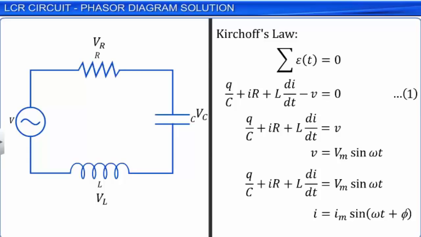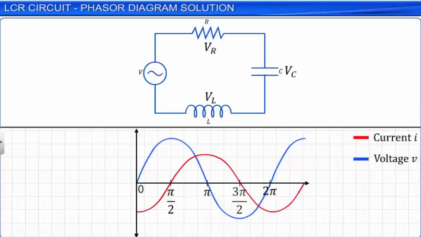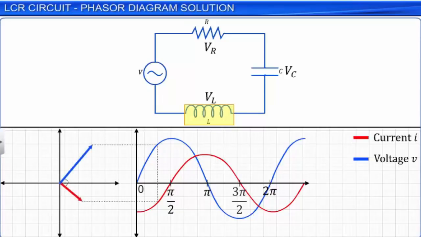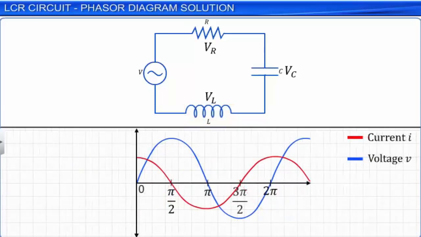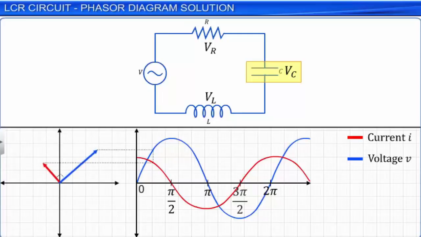We know that the voltage in the inductor leads the current in the circuit in phase by pi by 2 in a pure inductive circuit. The phasor diagram for the inductor shows the phase relation between V and I in the inductor. Conversely, the voltage in the capacitor lags the current in the circuit in phase by pi by 2 in a purely capacitive circuit. The phasor diagram for the capacitor shows the phase relation between V and I in the capacitor.